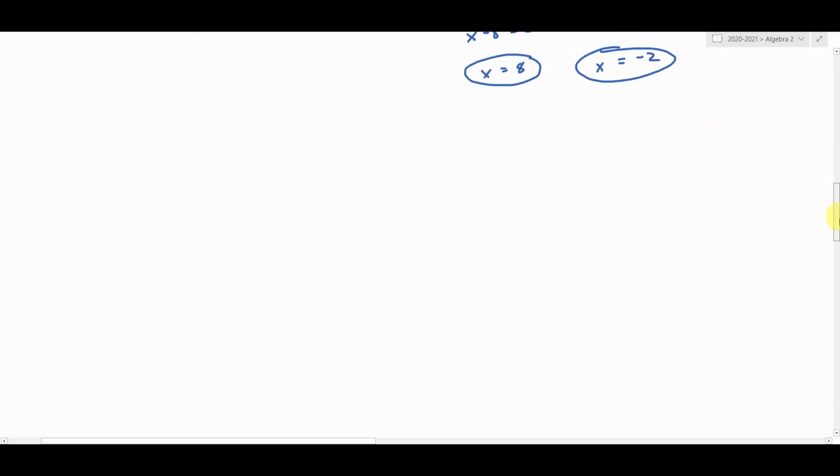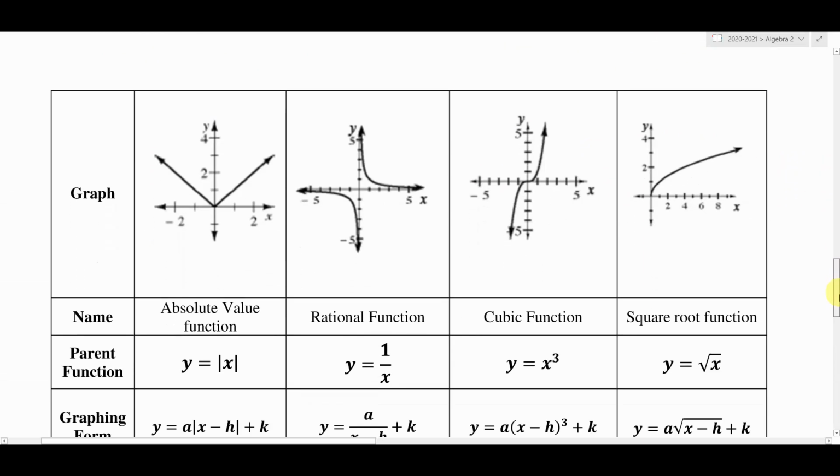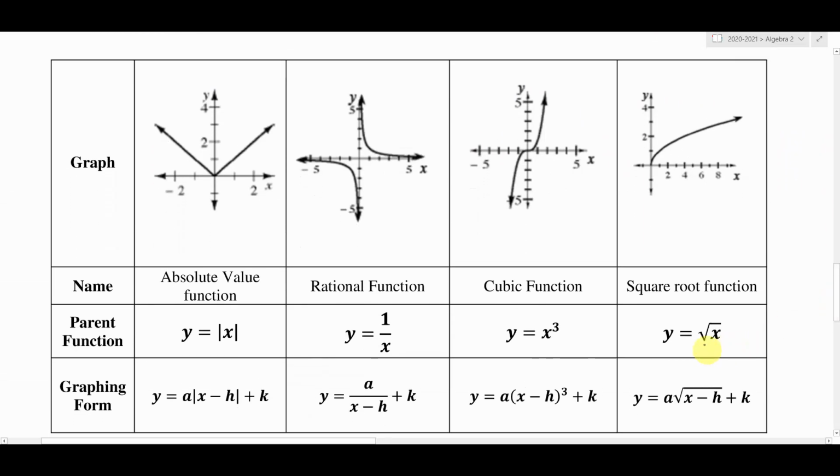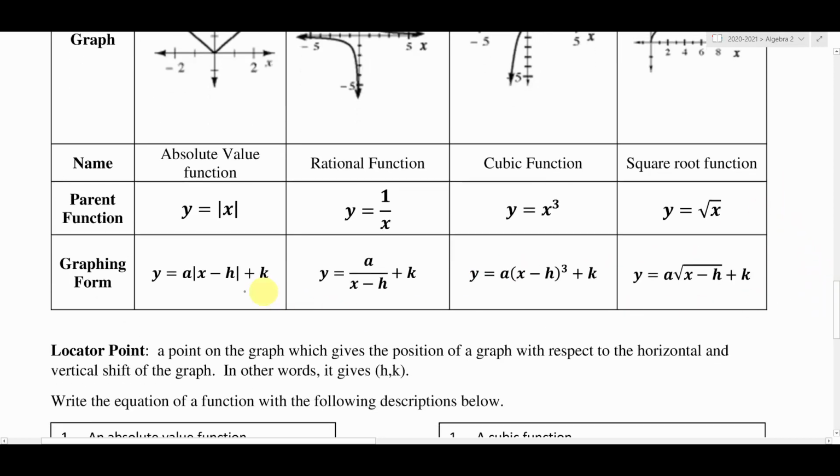All right, guys, that's enough for review for today. Let's take a look at our transformations discussion. So yesterday we kind of went over these four new types of functions. Not really new. We've seen them before. We've seen rational functions and cubics and things like that before, but we've never tried to transform them. And we talked about their names, and then we talked about the graphing form for each kind. Okay, so these are definitely four things you're going to want to know.